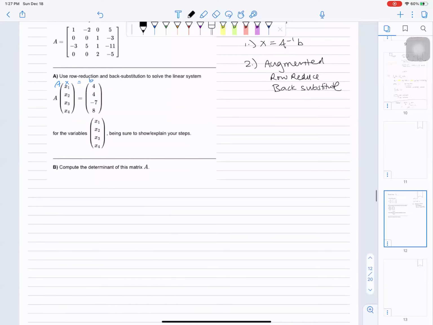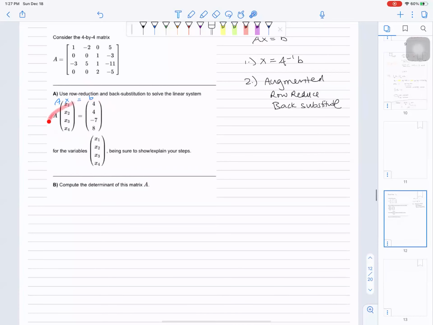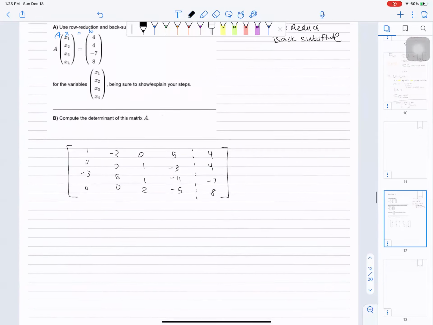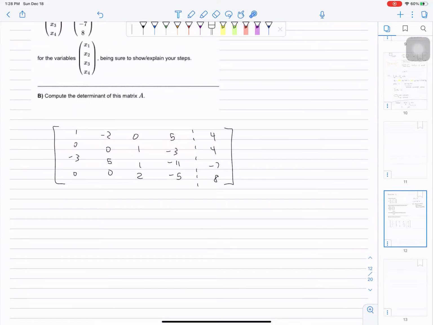Okay, so how should we do this? We have Ax equals b written here. I make a big augmented matrix. My A is this matrix: 0, 1, 1, 2, 5, -3, 11, -5. Then I do a little dotted line and write my b vector, 4, 4, -7, 8. The goal is to row reduce. What I always want to start with is either a 1 or a -1 in the top left corner. If I have that, I'm good.